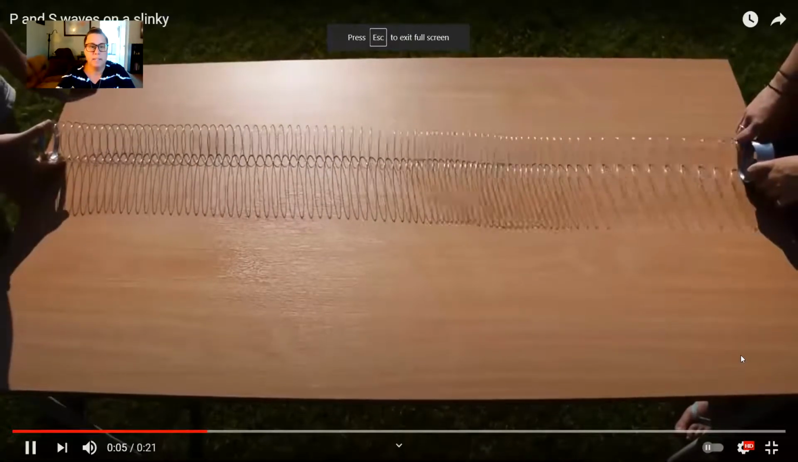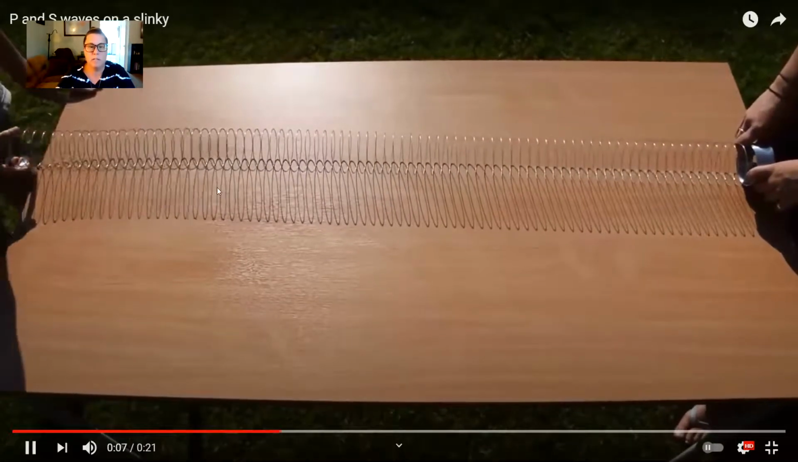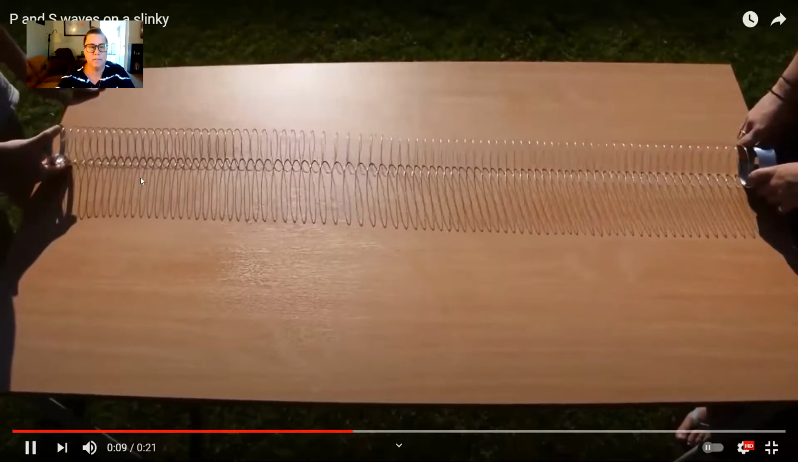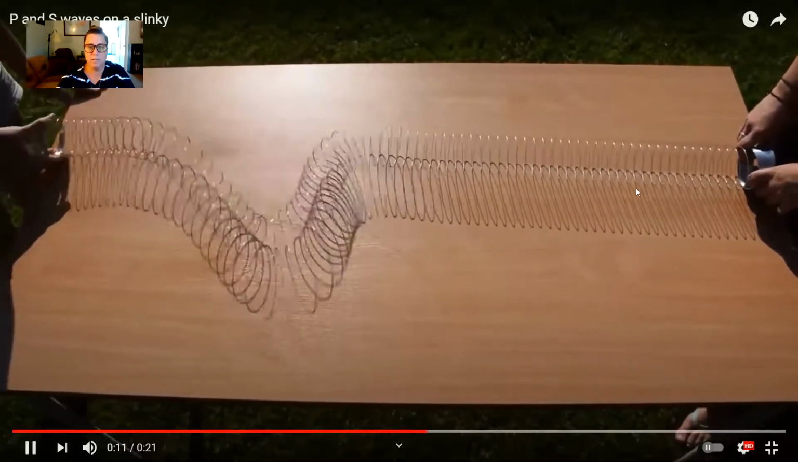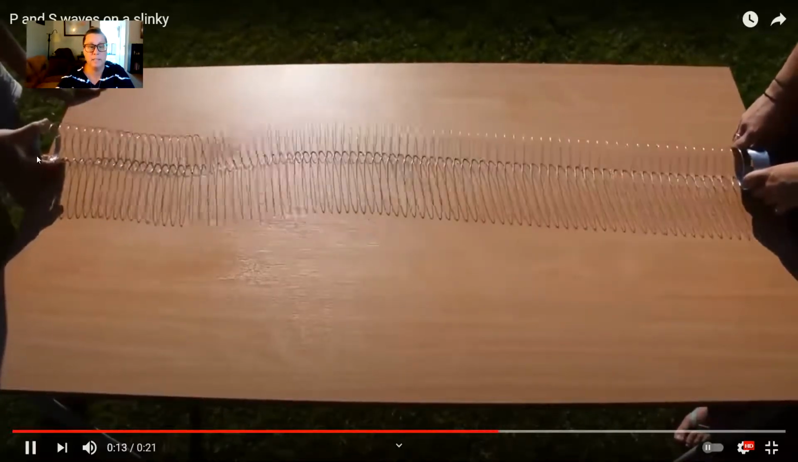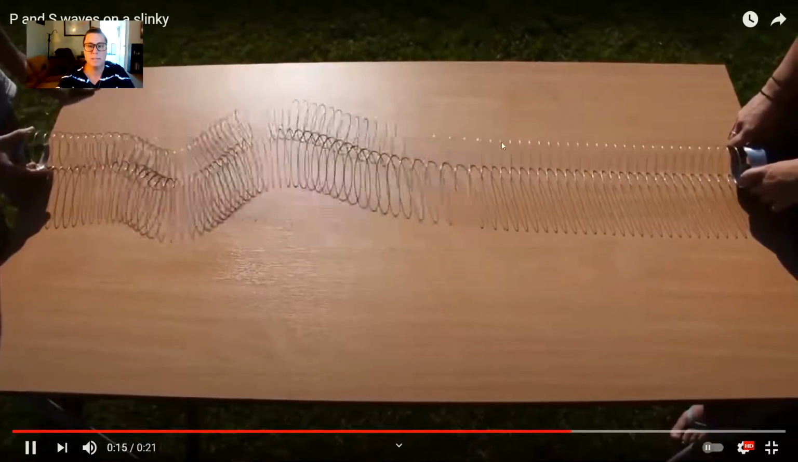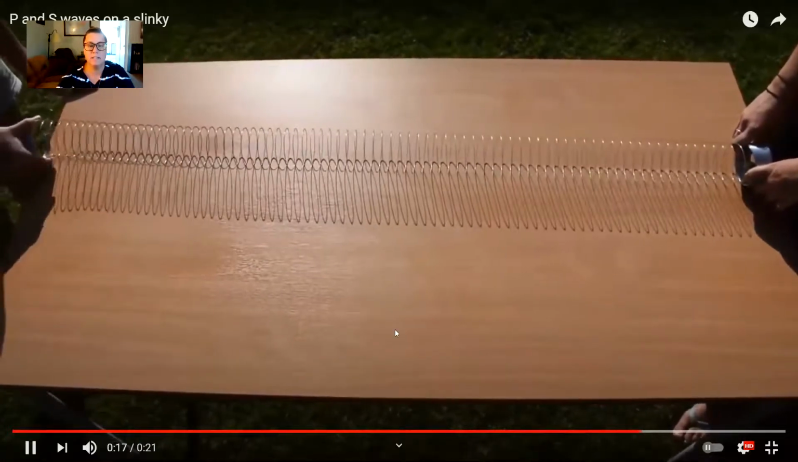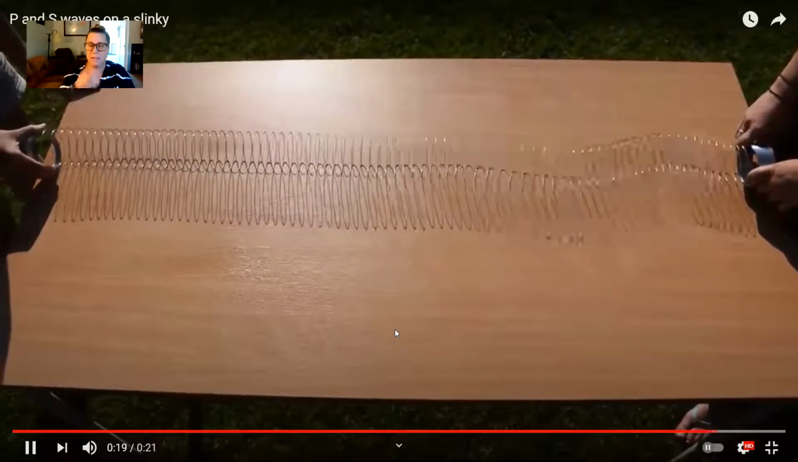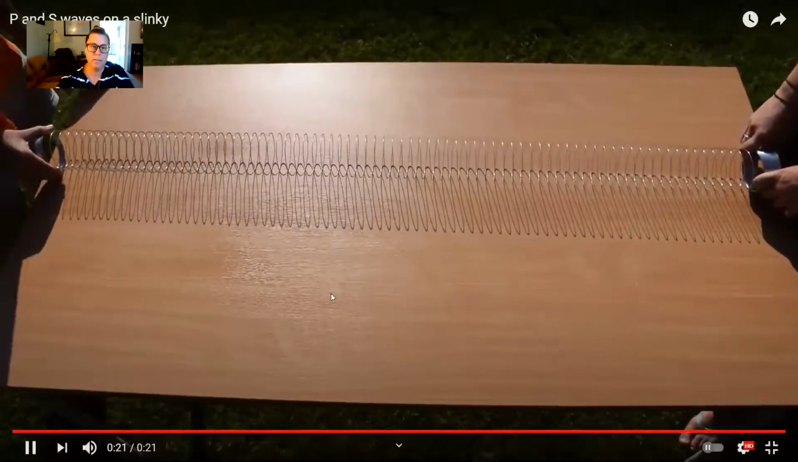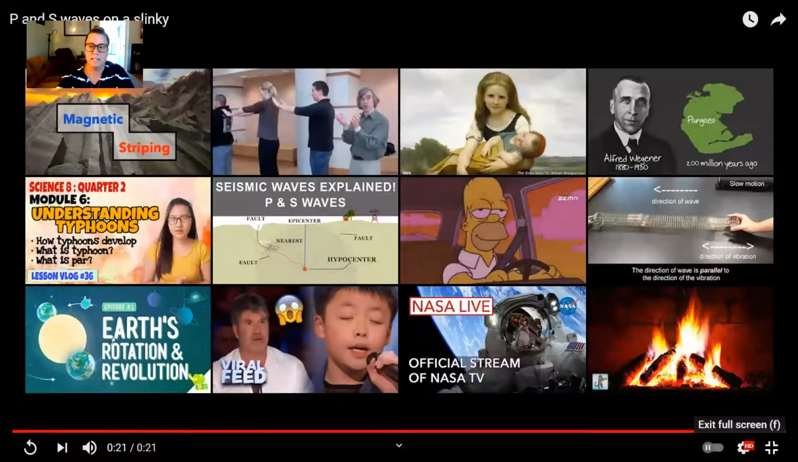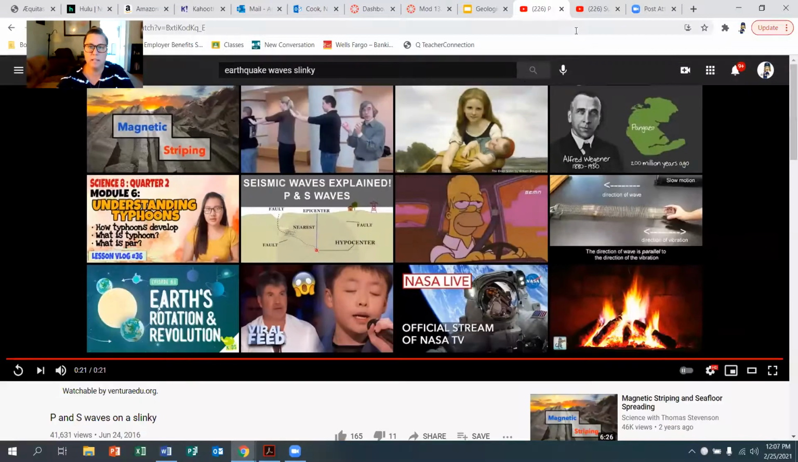So this indicates the P wave, how it moves longitudinally through the rock when an earthquake happens. Now here is our S wave. So you can see that serpentine movement of the slinky back and forth. And that is how the P wave and the S wave actually move.